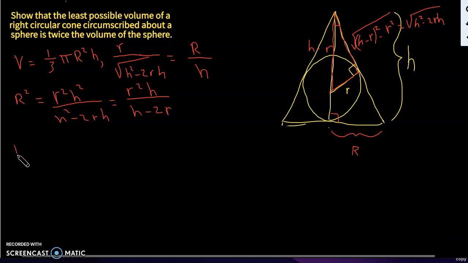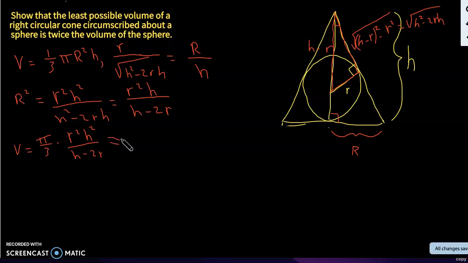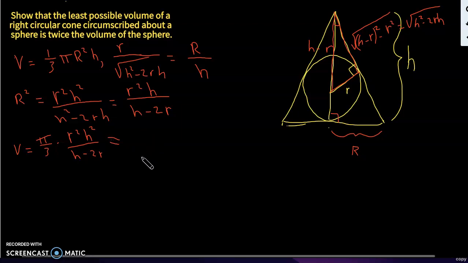Okay, so now we can take our volume function for our cone and put that version of R squared in. We'll have something to work with here. So when we do that, we get V is pi over 3, and then times our big R squared times h. So just times this guy times h. Okay, so that's going to give us times r squared h squared divided by h minus 2r. And that is our volume function as a function of the single variable h, because little r is a constant.